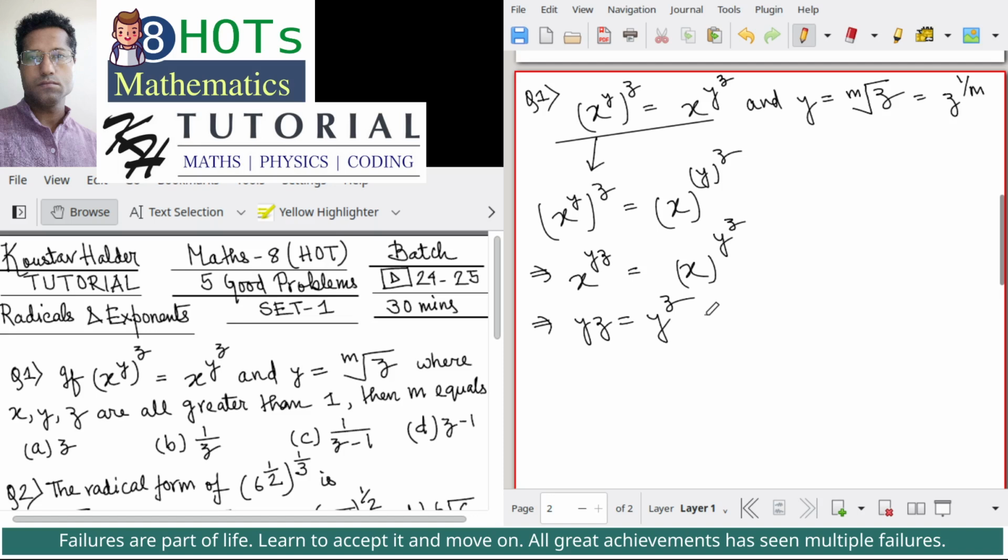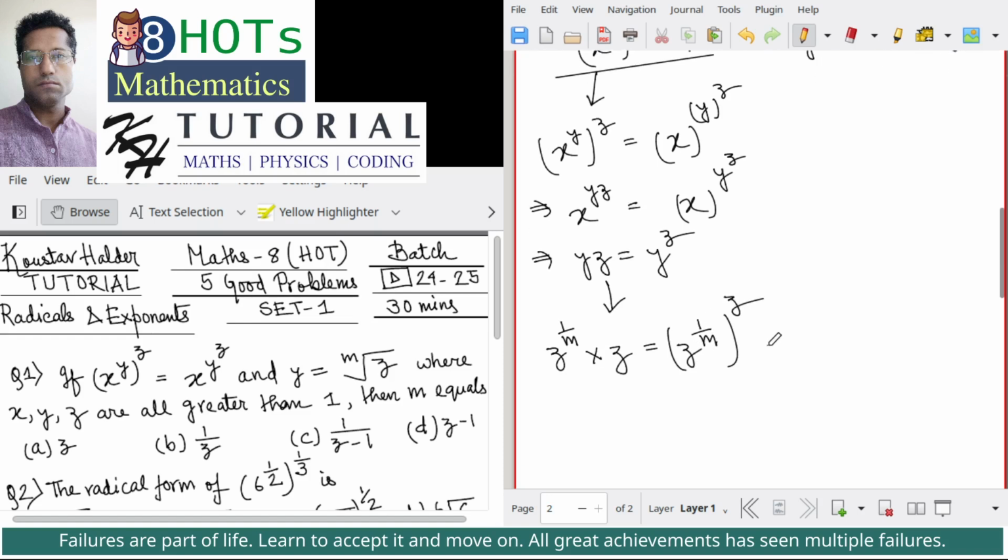Now y is also given as the mth root of z, which is z to the power 1 by m. Now let's see, if I use in this equation the value of y as z to the power 1 by m, I get z to the power 1 by m multiplied by z is equal to y, which is z to the power 1 by m, and this whole raised to the power z. Okay.